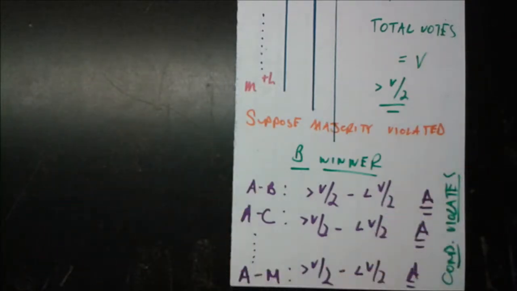But just note that the converse is not true. Just because Condorcet is violated, that doesn't necessarily mean majority is violated. Okay?